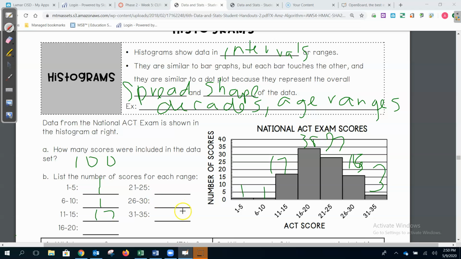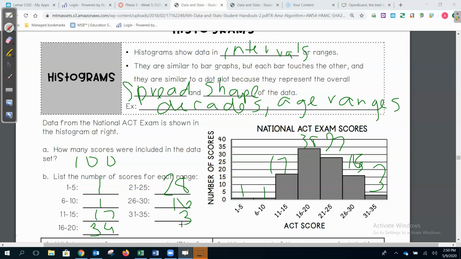16 to 20, it's actually supposed to be 34, so I didn't do that very well. 34. For 21 to 25, it's 28. For 26 to 30, it's 16. And for 31 to 35, it's 3.